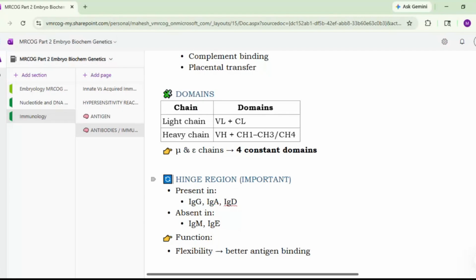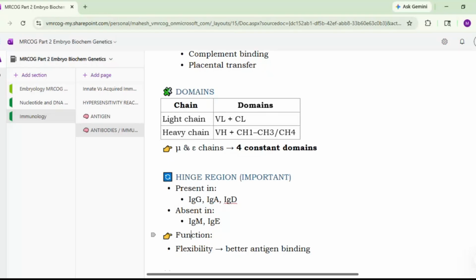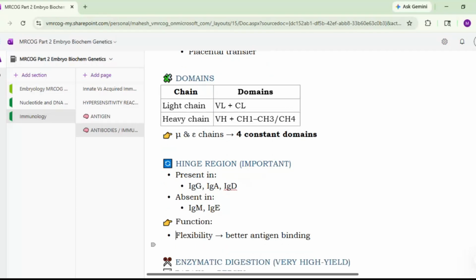Okay, then the hinge region, this also we have seen. Between the variable and constant portion there is a hinge region. But hinge region is present only in IgG, IgA and IgD, while IgM and IgE won't have the hinge region. Its function is that it produces flexibility and better antigen binding. You remember there is an immediate response by IgM antibodies. Hinge region is not there.